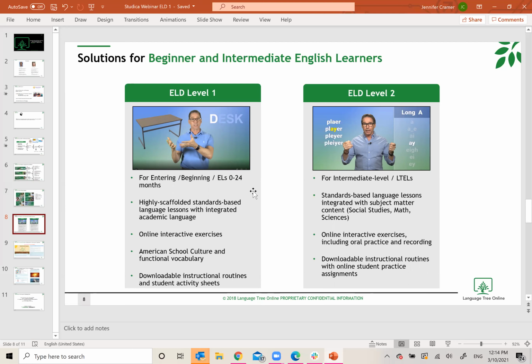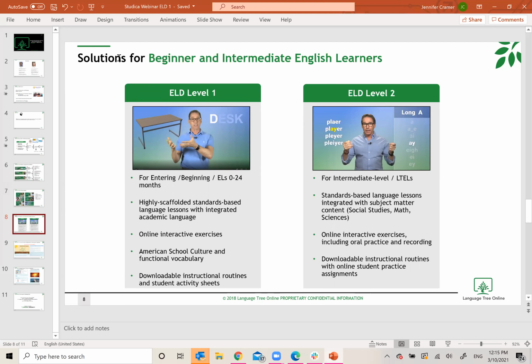Both the ELD Level 1 and ELD Level 2 have online interactive exercises. We have the American School Culture component built into Level 1 for those newcomers that need that, to acclimate, acculturation, and then the downloadable activities. In ELD Level 2, one of the big differences is the standards are much more rigorous, because we're integrating subject matter. So although language is the driver in each of these lessons, we have content as the passenger, and that might be connecting some of the Next Generation Science Standards, math concepts, social studies, a lot of different content integration.